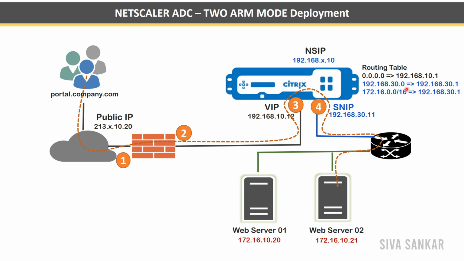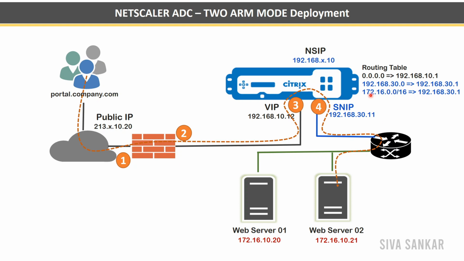It's very simple. It depends on the routing table. Have a look at the routing table here. This is a default route, right? The default route is going to 192.168.10.1, meaning let's say this is the gateway for this instance. Now let's say 192.168.30.0 going to 30.1, because whenever you place a subnet IP in any VLAN, by default this route is created. It's actually created, you cannot delete it. So that traffic will go to this gateway.